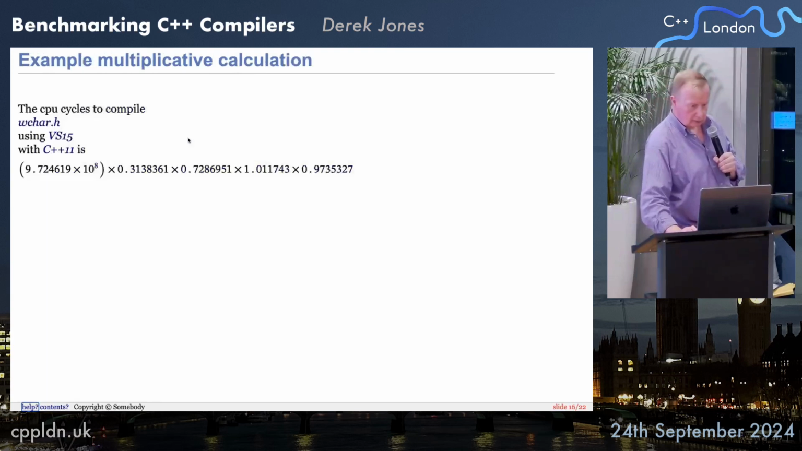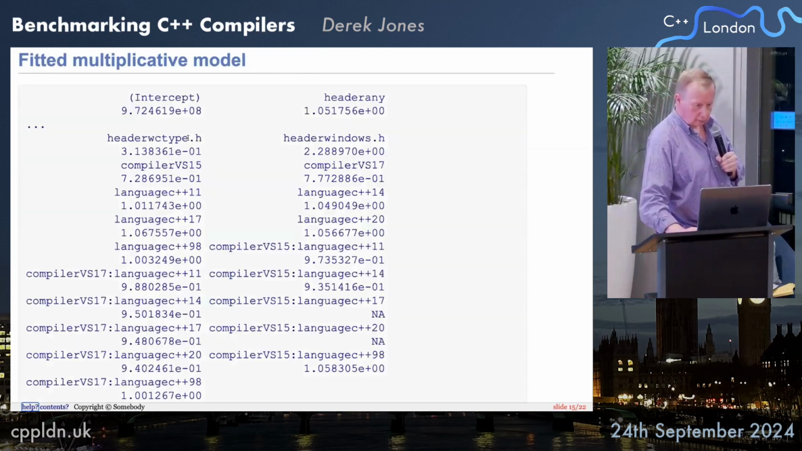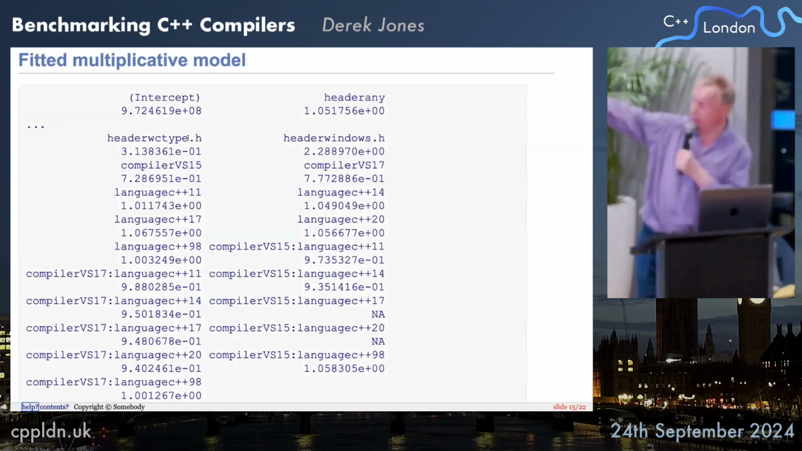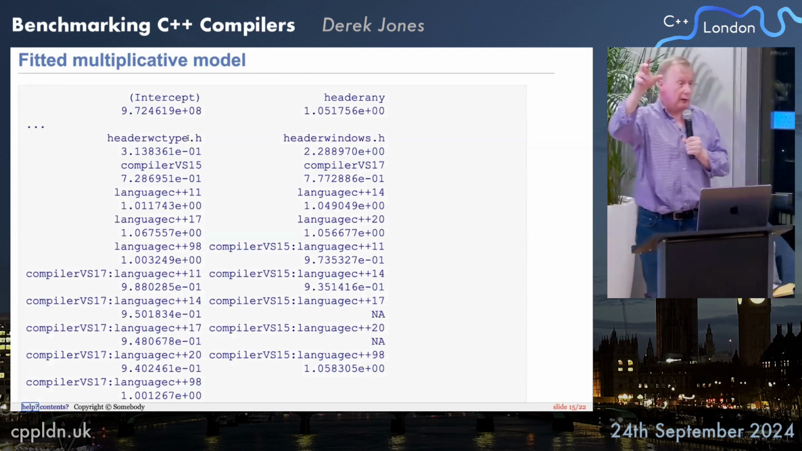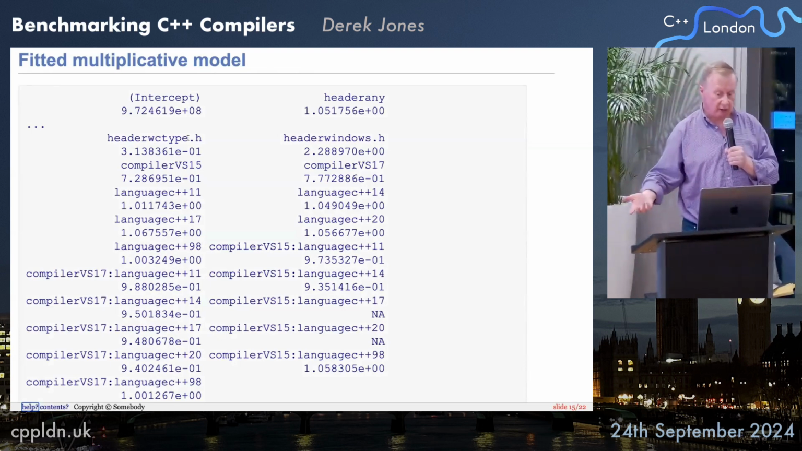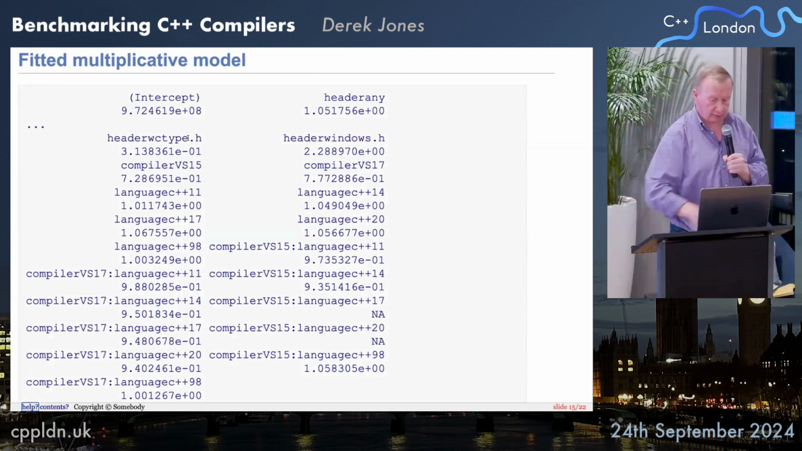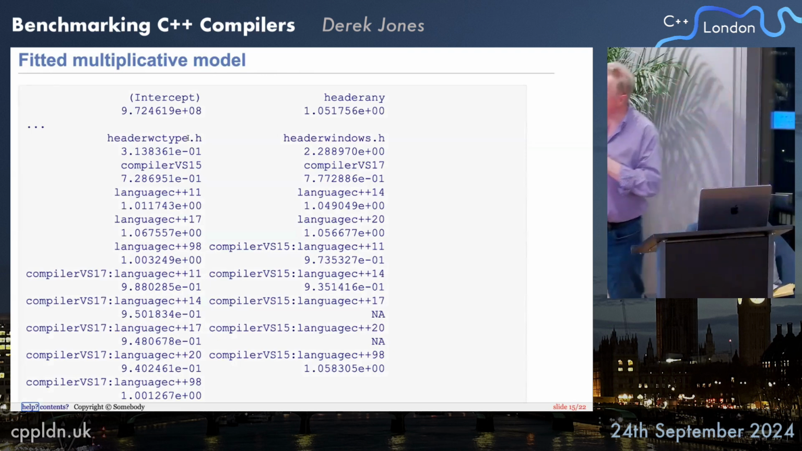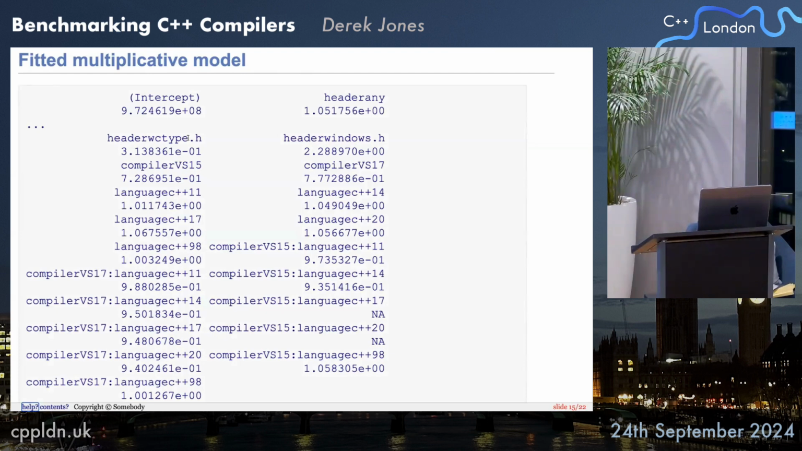Is that number C down the bottom there? Is that the top number up there? So you take that top number and then you multiply it by the impact of the header, the impact of the language. So coming back to the language now, we've got 7. The impact of C++11 is essentially no impact.